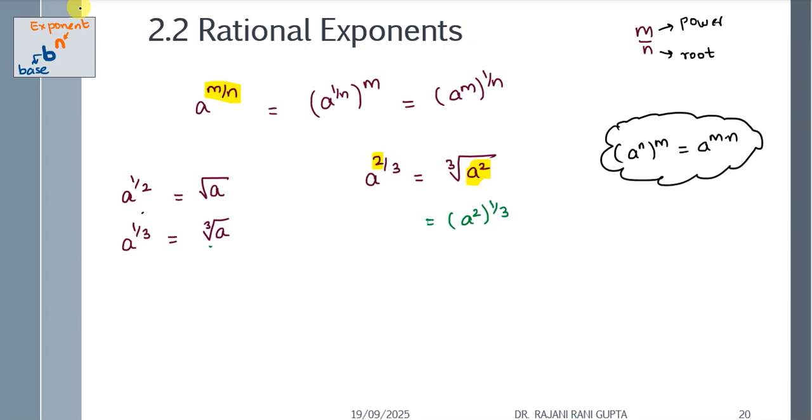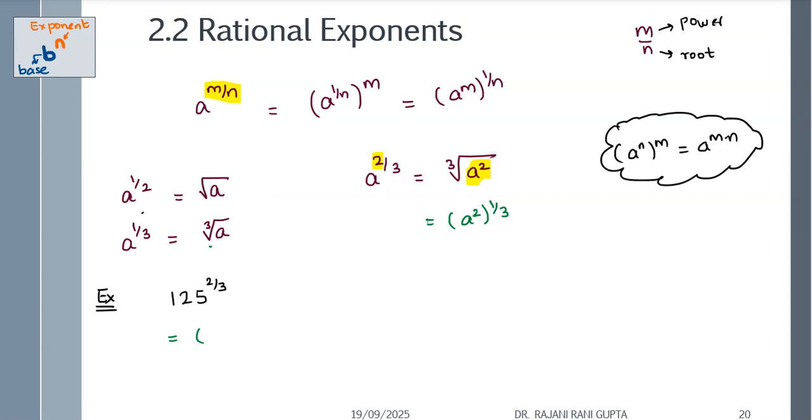Now, how can you use it to simplify? Remember, the other rules of exponents that we have used for integer exponents will work here. Okay? So this will be similar to how you worked with integer exponents. Fine? So suppose you have, say, 125 to the power 2 by 3. Similar to this question, you can write it as 125 to the power 2 over 3.